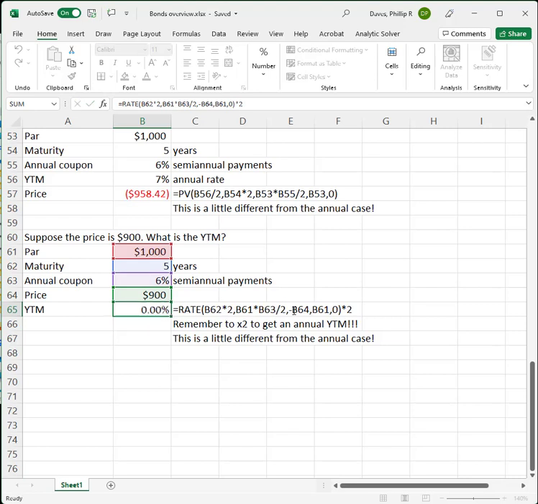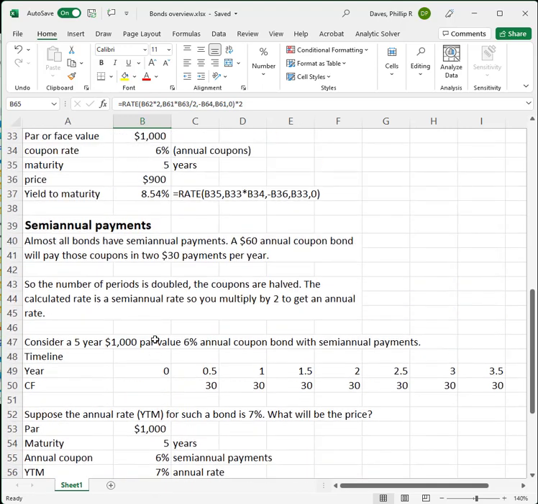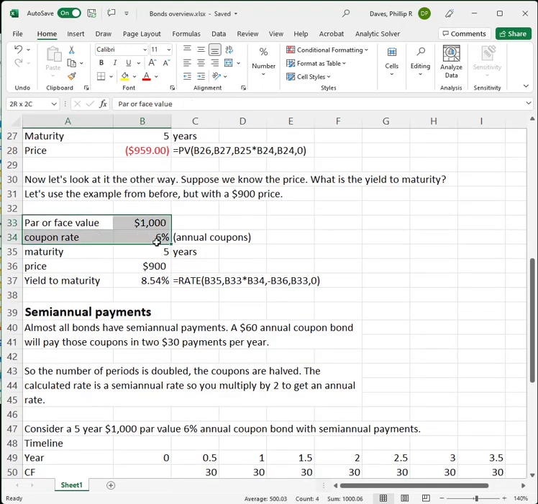Now, let me leave it there and let you look at that for a second. That's 8.5%. The answer is a $1,000 5-year bond, 6% coupon with semi-annual payments, trading for $900, has a yield to maturity of 8.5%. And that is a little bit different from the situation if you only had annual payments. If you had annual payments, then it was 8.54%, not 8.50%.